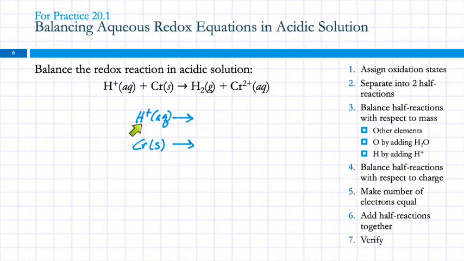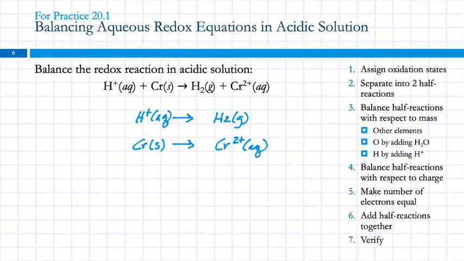So hydrogen ion, is that going to make H2 or is it going to make chromium? It's got to be H2, right? You can't turn hydrogen into chromium, not in a chemical reaction. So H2. Leave yourself a little space in case you need to stick a coefficient in there. And then the chromium must be going to the chromium ion. And there's my two half reactions.